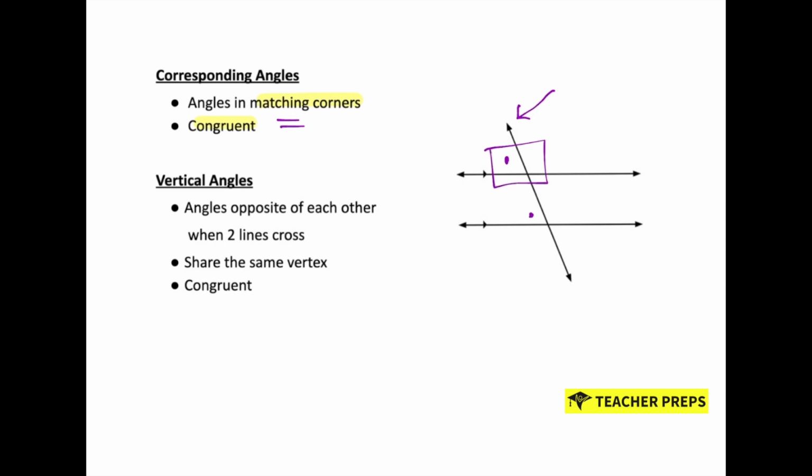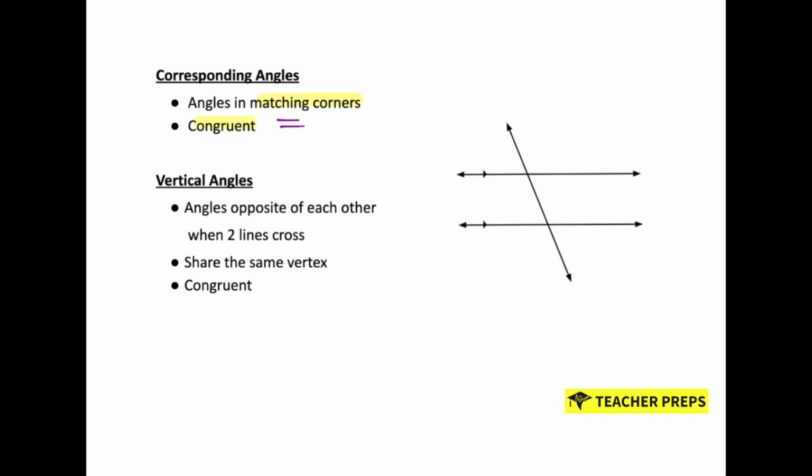If I made a cut and cut that out, picked it up and set it on top of this parallel line, those two angles would land on top of each other. They would match or correspond. Here's another example. They're on the same side as the transversal, and they are matching.